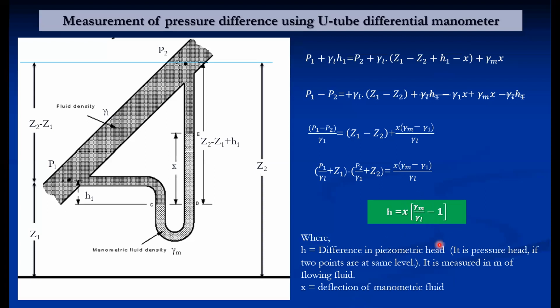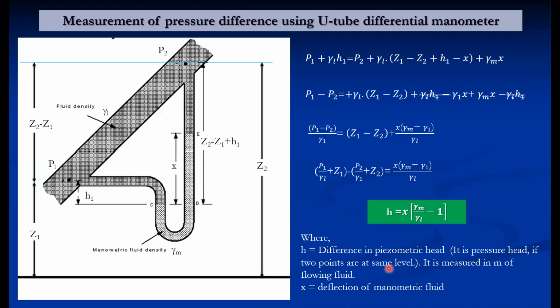So this is about the measurement of pressure difference using a U-tube differential manometer. One important statement is that the U-tube differential manometer takes into account the elevation part as well. If the pipe is horizontal, then it gives the pressure difference. But if the pipe is inclined or vertical, it gives the difference in piezometric head. It considers the elevation effect as well. So that is not exactly the pressure difference. It is the difference in piezometric head. So a very important statement.